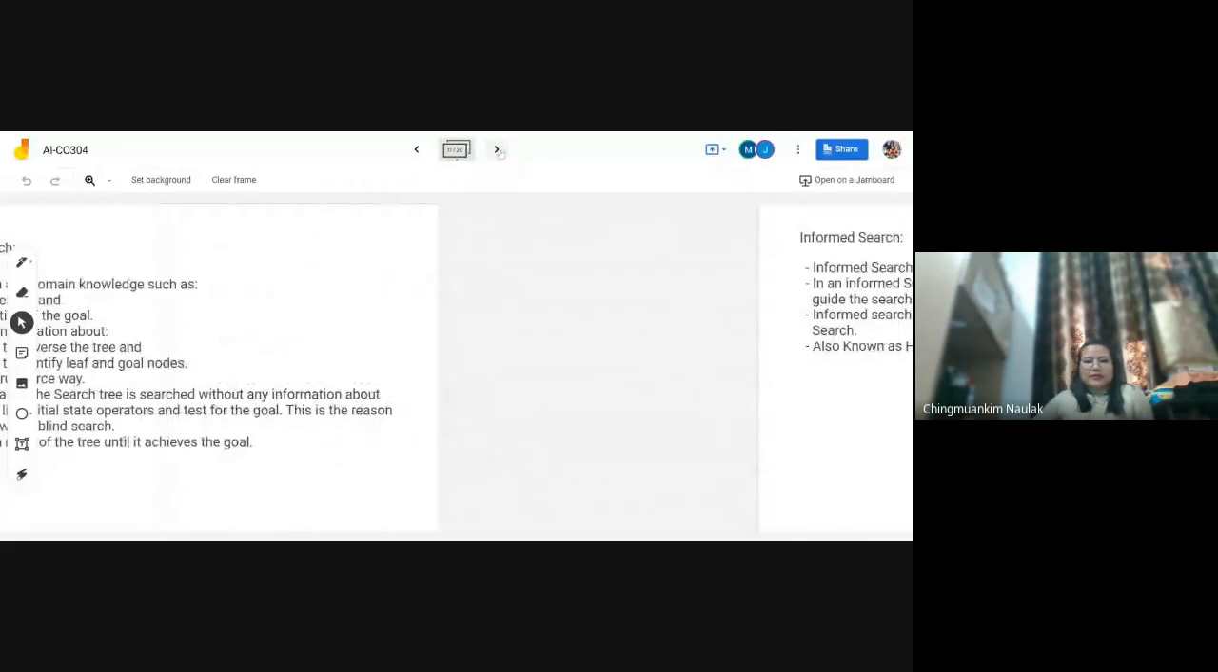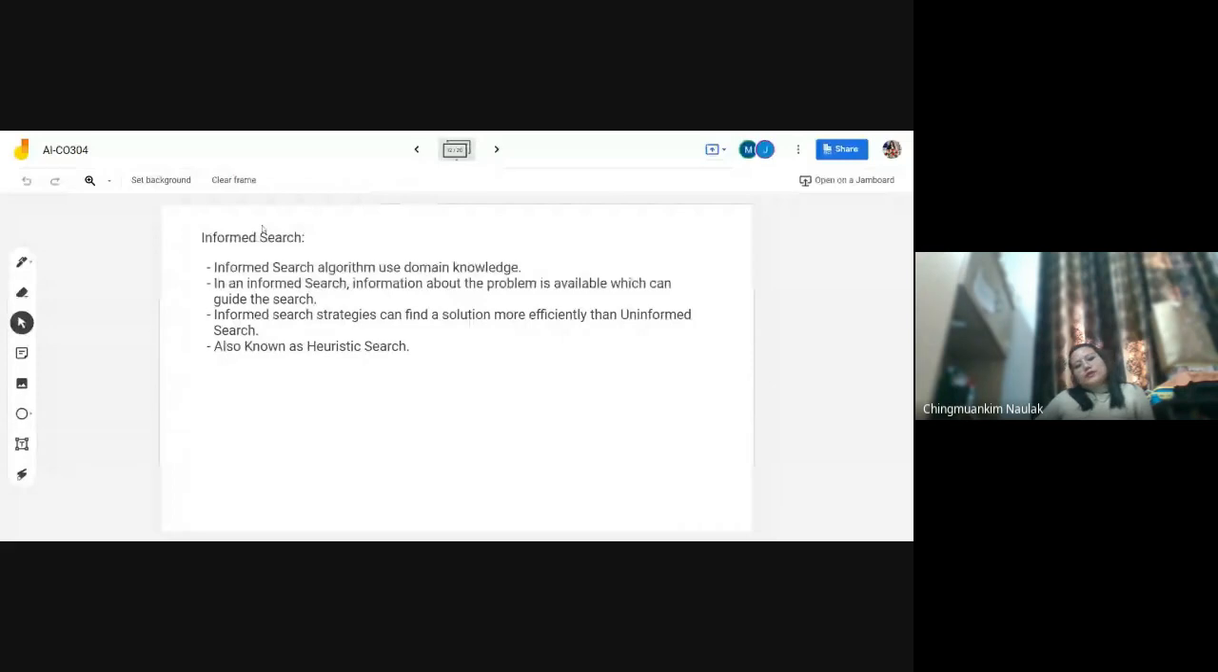And how about informed search? Informed search, unlike uninformed search, uses domain knowledge. In this type of search, information about the problem is available so that it can guide the search. Informed search strategies can find a solution more efficiently than uninformed search because you are provided information. It is also known as heuristic search.